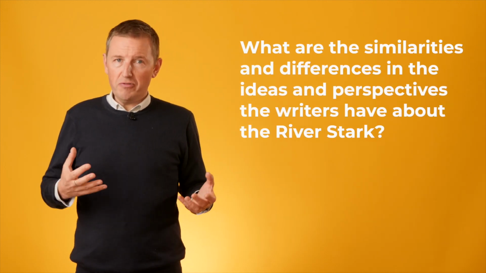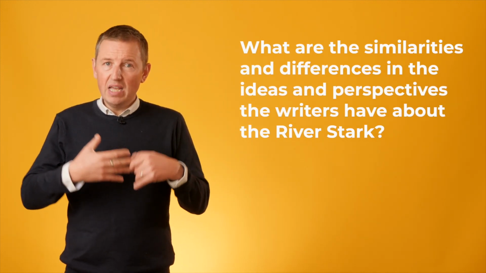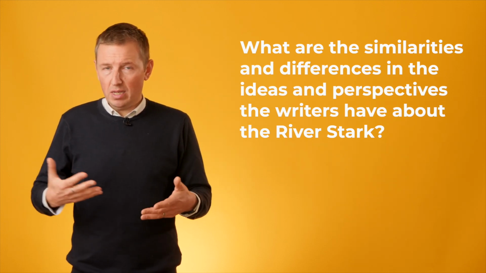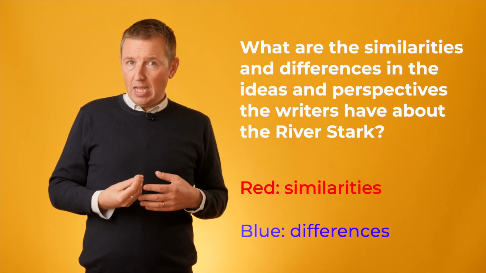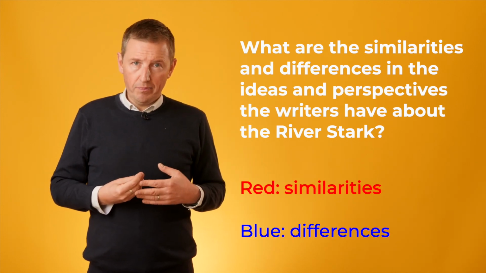One thing you can do is highlight key points for comparison in different colours. So you're going to see the two extracts again on the screen, and this time look at the highlighted points in terms of what the texts have in common or not. So my focus here is on ideas and perspectives. What are the similarities and differences in the ideas and perspectives that the writers have about the River Stark? You'll see that similarities are highlighted in red and differences in blue.